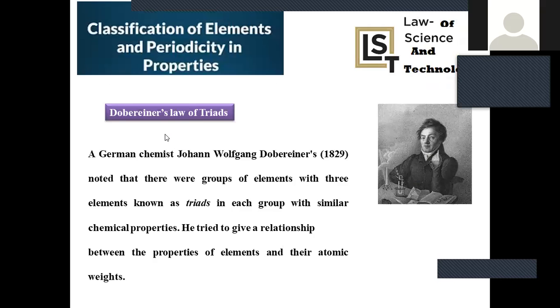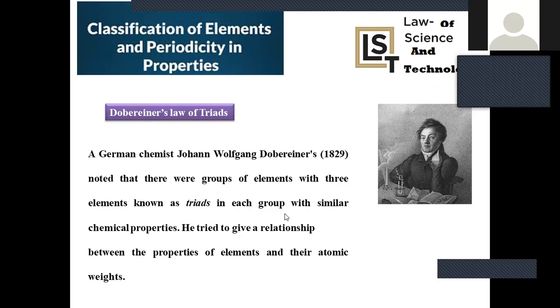Then scientific classification started from Dobereiner. This classification is purely based on the triad system. As we just discussed, he made all the elements into different clusters, each cluster consisting of three elements. He is the German scientist Johann Wolfgang Dobereiner, in 1829. He noted that there were groups of three elements, so he made all the elements into groups of three. That three-element system was considered a triad, so we say Dobereiner triad.